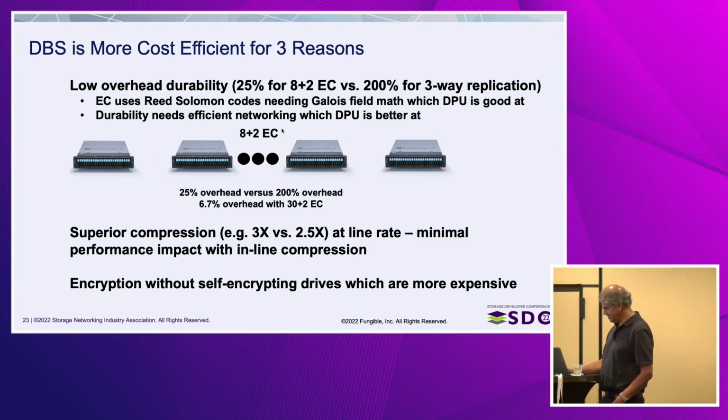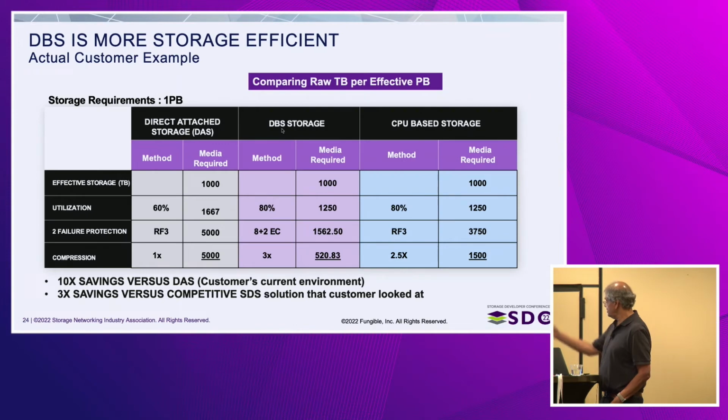But anyway, now here's a real customer, and I've normalized things to: they wanted to store a petabyte. How many raw terabytes do they need to buy to store a petabyte? They were doing direct attached storage, so they were not even using network storage. They just used local DAS, and they did three-way replication. So that's the leftmost 2 columns, and then the middle 2 columns is us, and then the rightmost 2 columns is another competitor that they were looking at.